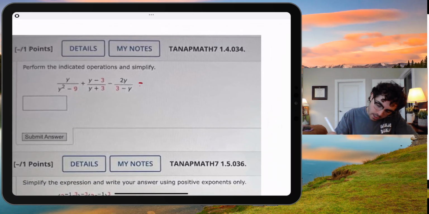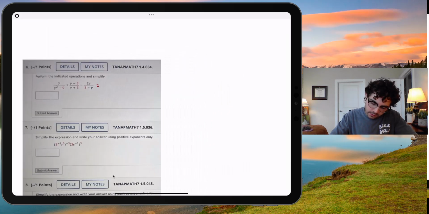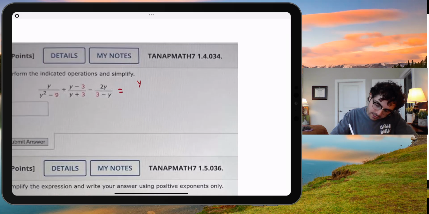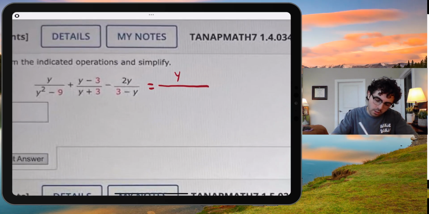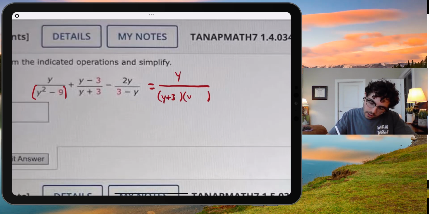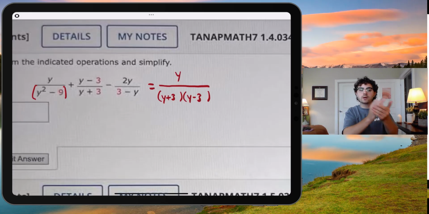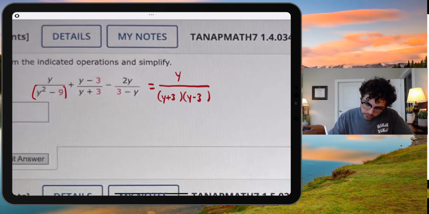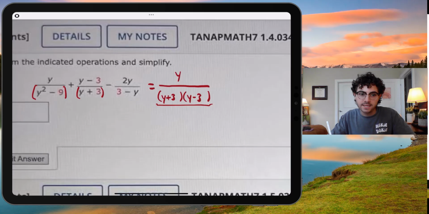So in order to do so, I'm going to rewrite the first fraction so that its denominator is factored out. So the y squared minus 9 can be factored into y plus 3 and y minus 3, because that is a difference of two squares. If you have a squared minus b squared, the factors are a plus b and a minus b. Okay, so what do we notice? We notice that this is probably going to be our common denominator. Why? Because y plus 3 is in a different denominator, and this denominator already has y plus 3.